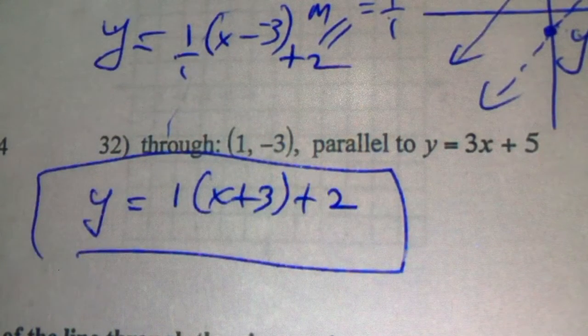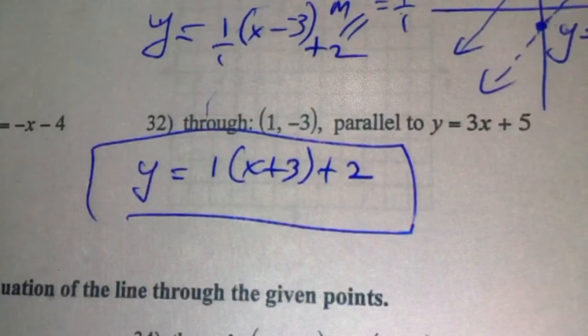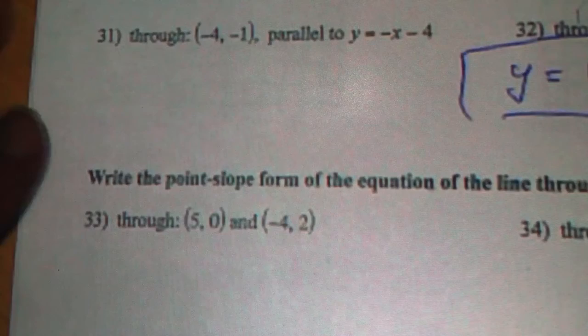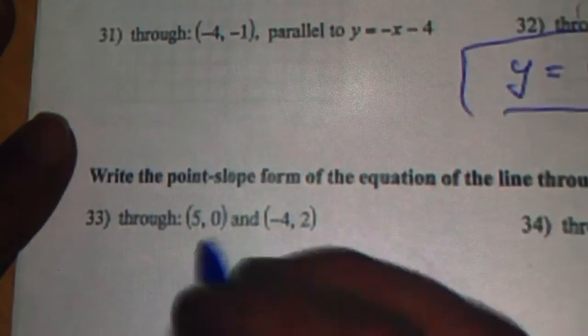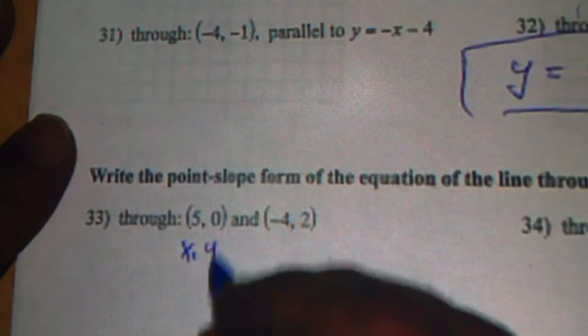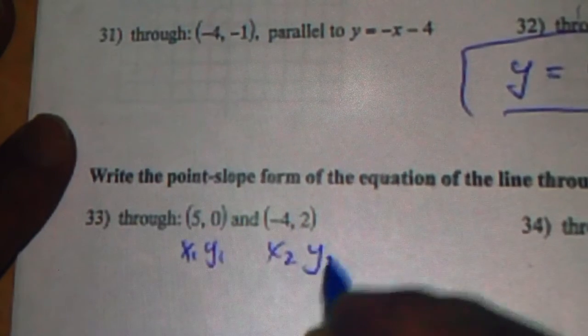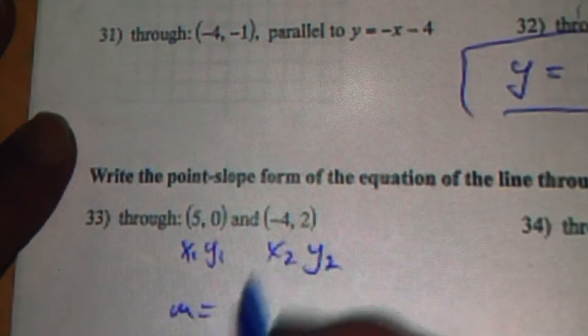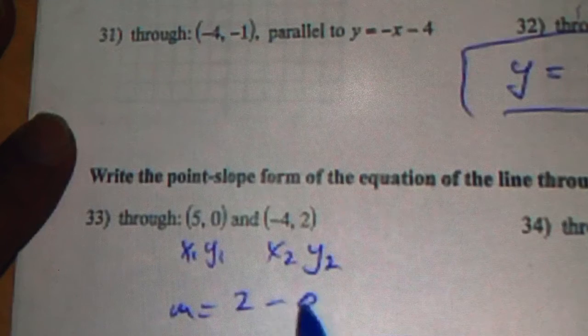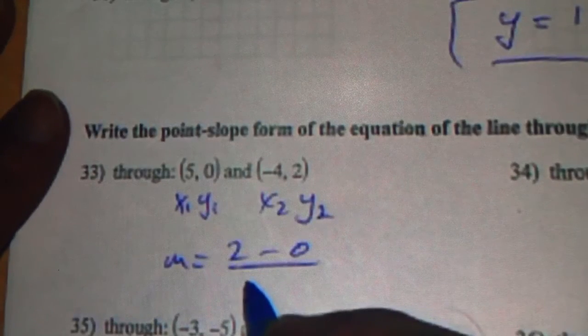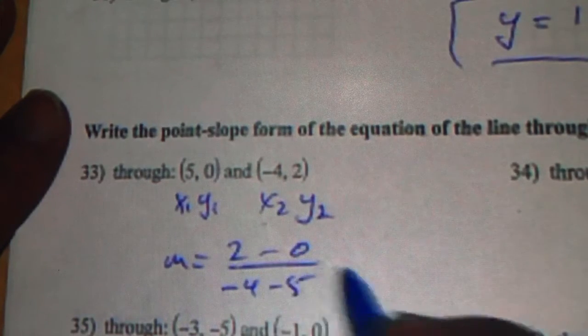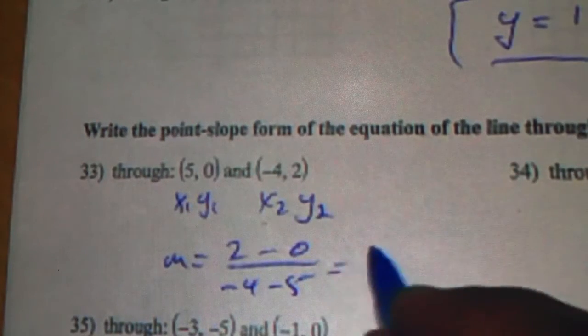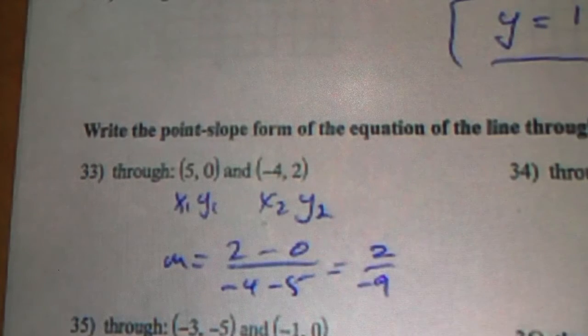Now, what do we do for the point slope form of an equation of a line through the given points for this kind of question down here? We've got a slightly different one, but same idea. You're given 2 points. You can take either one as x1, y1, x2, y2. We're going to use our formula for slope, y2 minus y1 over x2 minus x1. We're going to get 2 minus 0, and negative 4 minus 5, because that's the x2 minus x1. We get 2 over negative 9. That's the slope we're going to use.